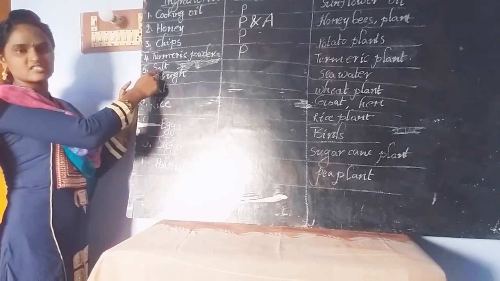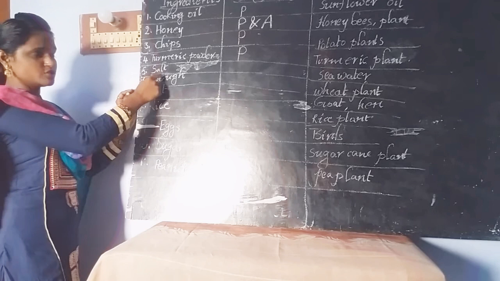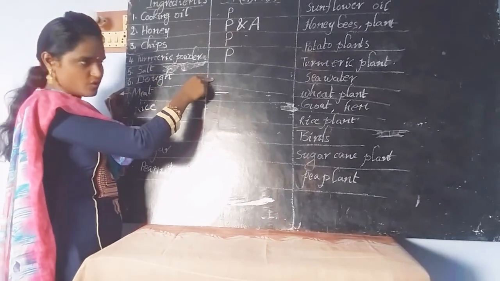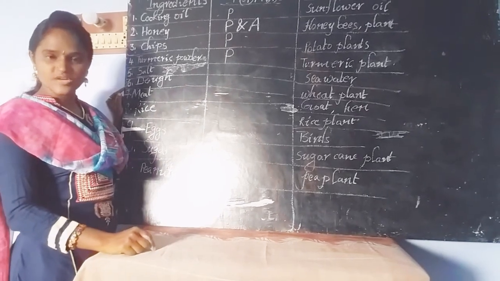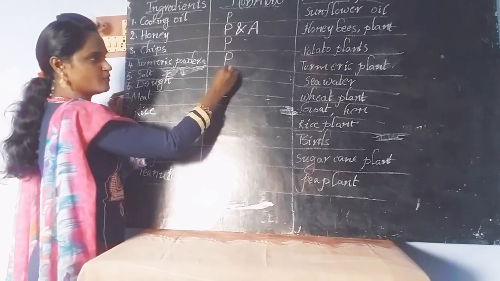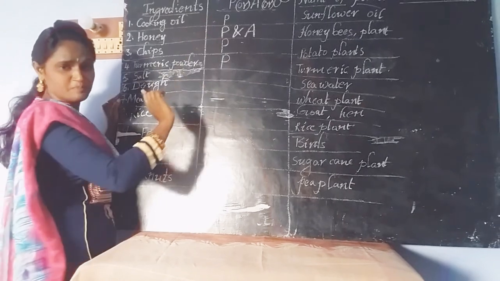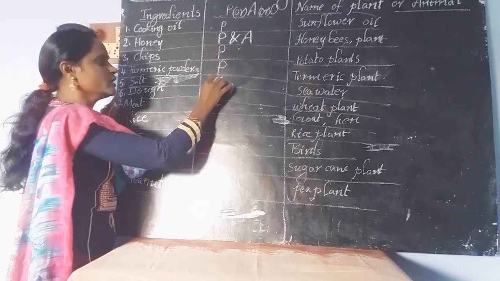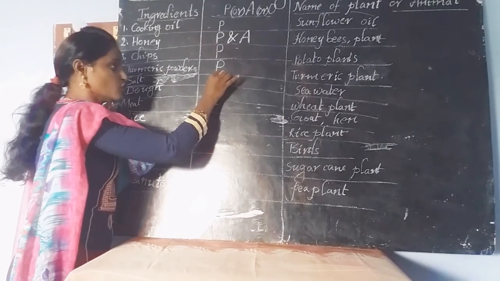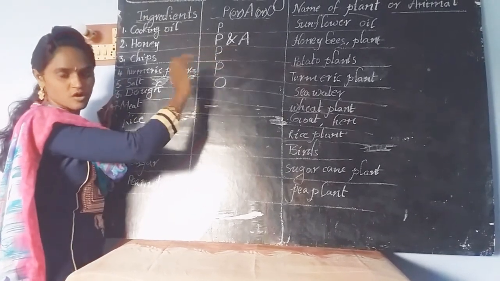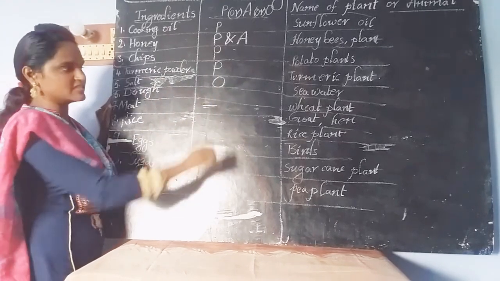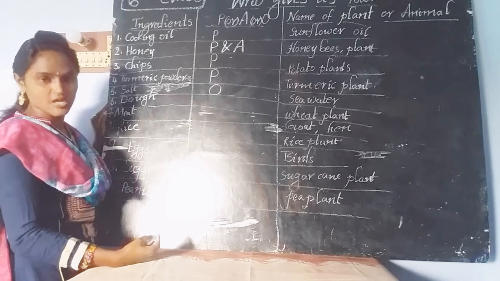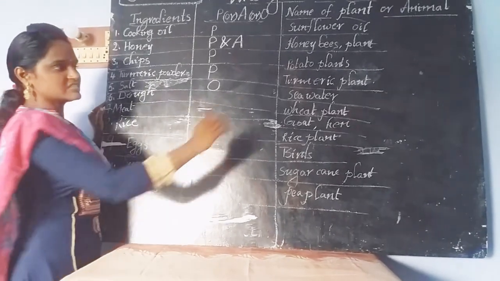Okay, from where do we get this salt, will you remember? Are we able to get salt from a plant or from an animal? No. We are able to get the salt from seawater. That's why I am not writing P and not writing A. Here I am writing only O. Why? Because it is another source, not from plant and not from animal. That's why I am writing O, other source. From other sources we are getting it. What is that other source?